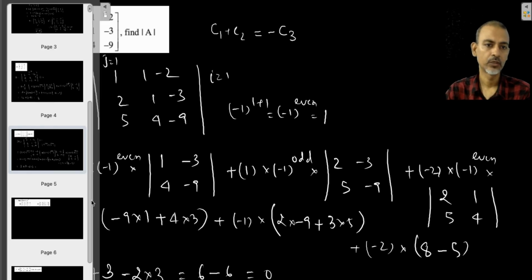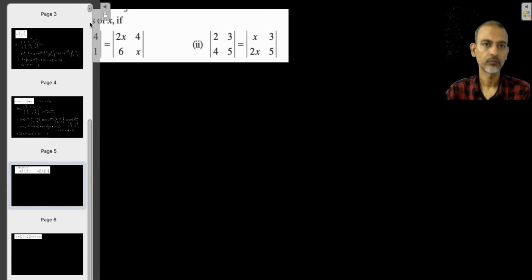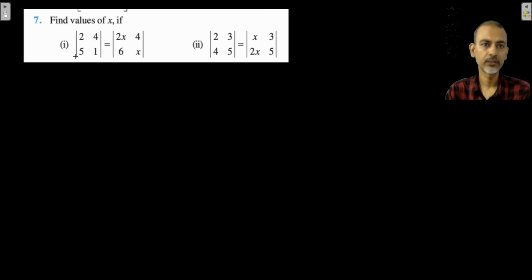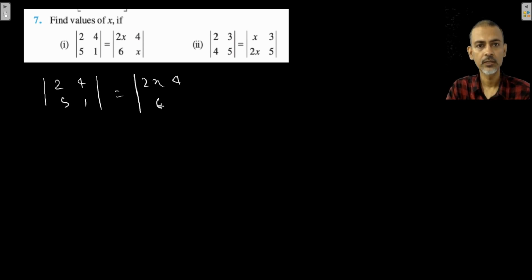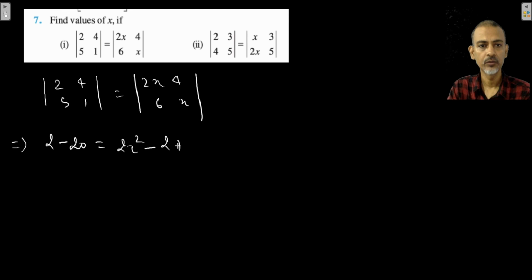Alright, now go to the 7th problem. Okay, 7th has got two parts. So we have to find the value of x. It's saying that these two determinants are equal. So what we have to do? We have to equate these two determinants and then solve the equation. So we will have 2, 4, 5, 1 is equal to 2x, 4, 6, x, right? So now evaluate this determinant. This is going to be 2 minus 20 is going to be equal to 2x square minus 24.